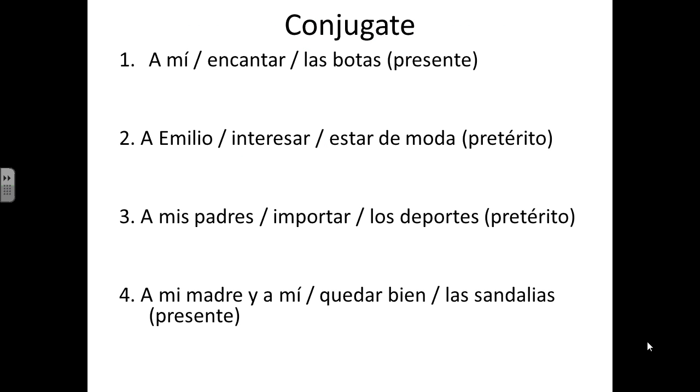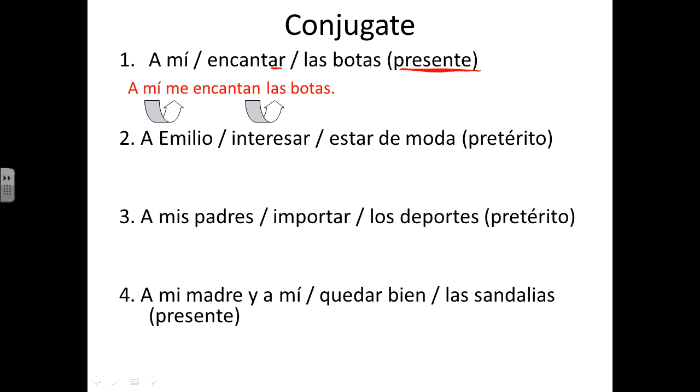Okay, let's do a little bit of practice. I'm going to do the first one for you. If you feel like you can do it by yourself, then stop this, try it, and then let's compare it. So this first one is in the present tense. So you know that encantar has to be conjugated in the present tense. When you change this, you have the a mí. In the a mí, you need me with it. And then with encantar, las botas is plural, so it has to be encantan. So a mí goes with the me, encantan goes with las botas.